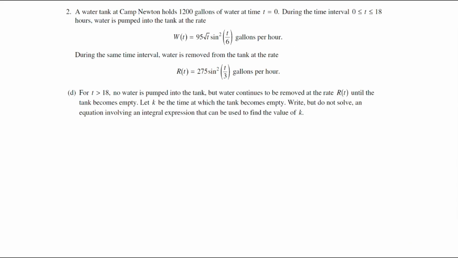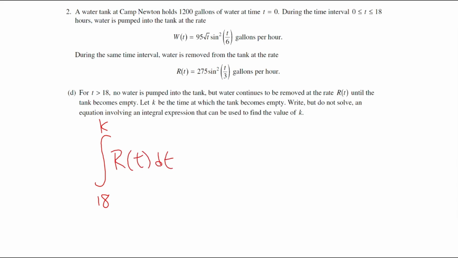All right, the last part of this one, part D, it says for t greater than 18, no water is pumped into the tank, but water continues to be removed until the tank is empty. K is when the tank is empty. We want to write, but we don't have to solve, an equation that involves an integral that can be used to find the value of K. Well, now we're just integrating from 18 to K the rate at which it's being removed. So r of t dt.